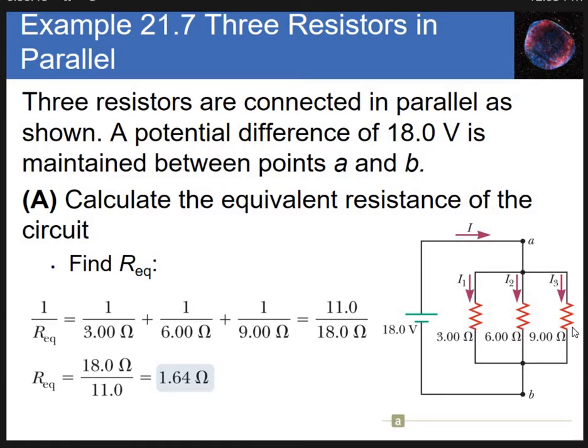Since all three are in parallel, this is going to be 1 over (1 over 3 ohms plus 1 over 6 ohms plus 1 over 9 ohms). That's what they did here: 1 over 3, 1 over 6, 1 over 9, and they get 11 divided by 18. Then they do the reciprocal. That's what they did with the equivalent. And they get 1.64 ohms, which is actually true. Of course they did it properly. But look, the equivalent, because they're all in parallel, is going to be smaller than the smallest of these three. You can see the smallest is 3, and the answer was 1.6. Next.